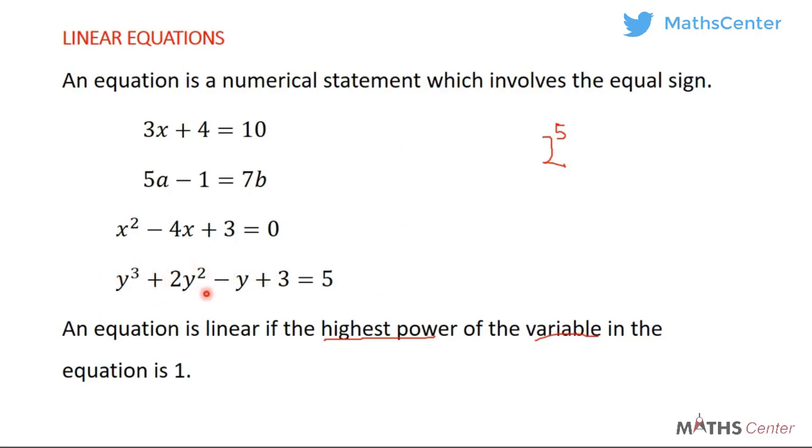Now because the highest power of the variable in the equation is 3, it is not linear, because an equation is linear if the highest power of the variable in the equation is 1. So we've seen that this example here is not linear. In the same way, this example here is also not linear. This is an example of a cubic equation. In this video, we are going to concern ourselves with linear equations.